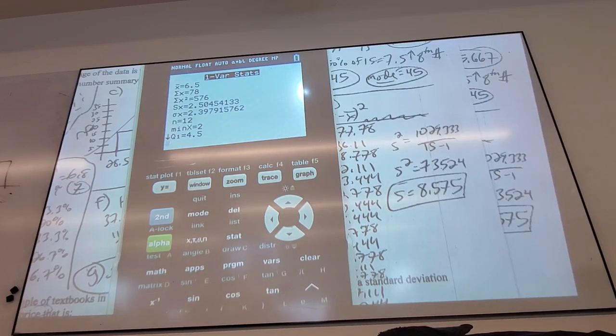Does anything up there look familiar? X bar, the mean, sum. Wasn't our mean 6.5? Yeah, that's great. What was our standard deviation?